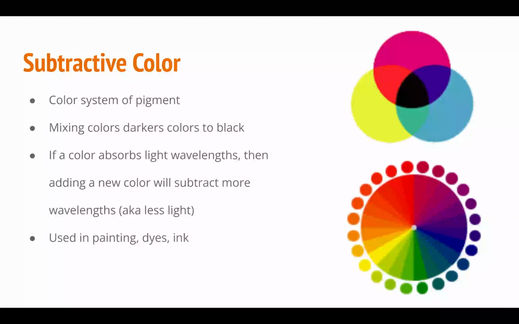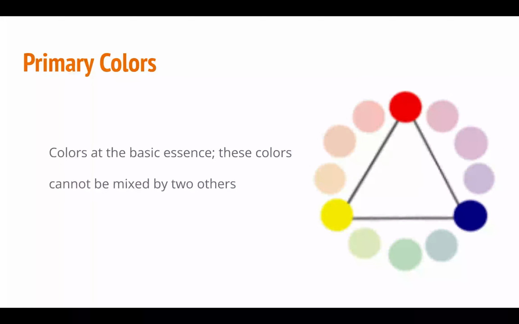Whereas with surfaces and non-light emitting surfaces, they absorb light. So by adding more colors in there, you're adding more surfaces that absorb light. And essentially, you're adding new wavelengths or color materials that are going to eat in the light. So that's going to be like your paints, your dyes, your inks.